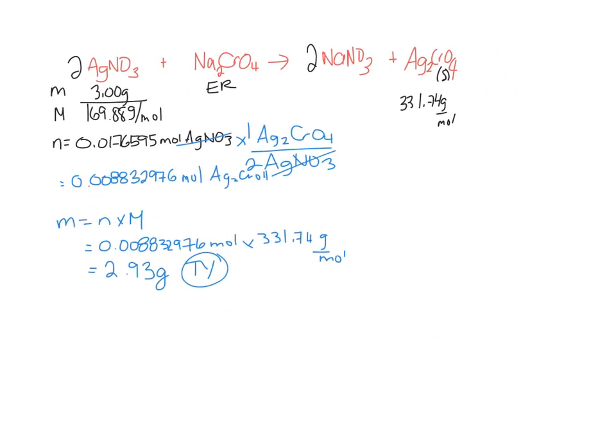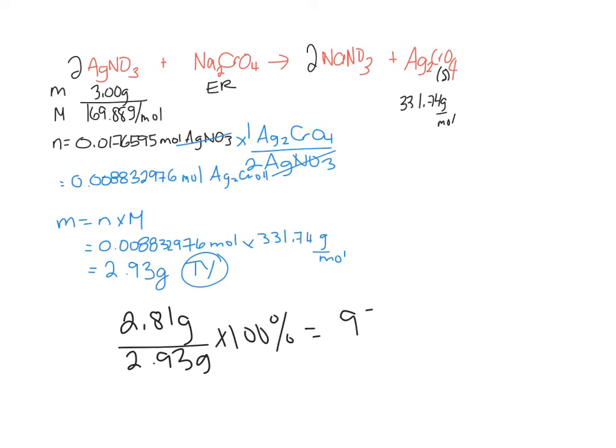Our actual yield was given to us in the question. So 2.81 grams divided by our theoretical times 100% equals 95.9%. So it's 96% good. That's pretty good. That means we get 96% of what we should get.